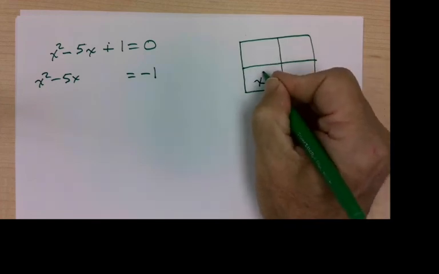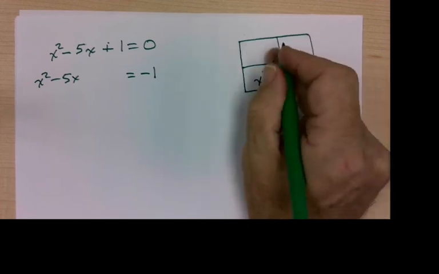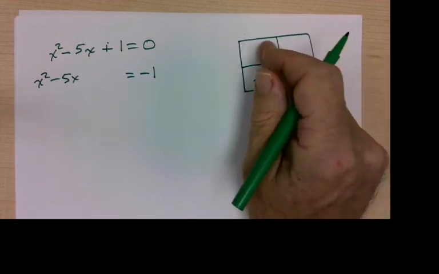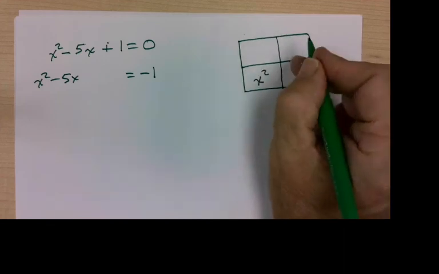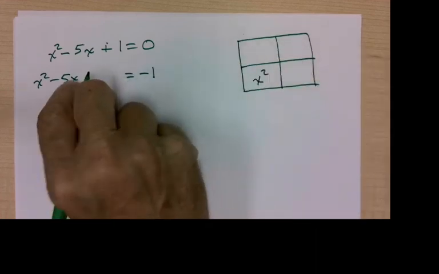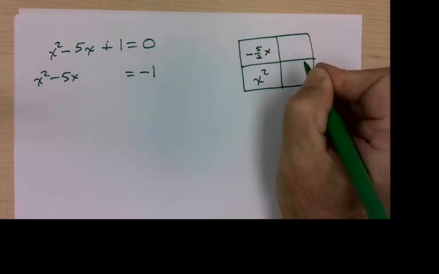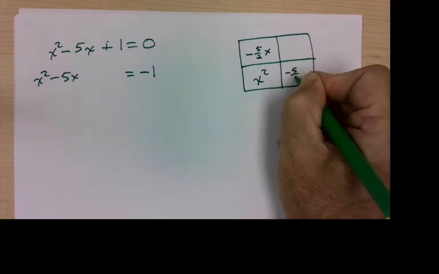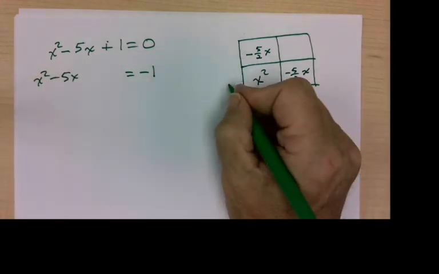x squared here. These two slots add up to negative 5x. So cutting it in half, they're each negative 5 halves x. Negative 2.5x and negative 2.5x gives me negative 5x. So if that number is odd, we are forced to deal with fractions. So negative 2.5x, which is negative 5 halves x, here and here. So yes, odd numbers make this more challenging.